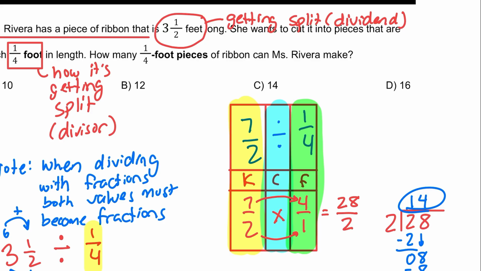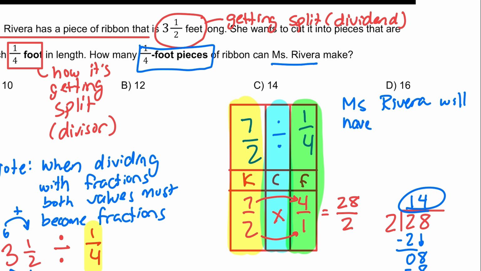Now, what does that mean? That means that Miss Rivera is going to have 14 1/4 foot pieces of ribbon. So I'm going to write that in a complete sentence. Miss Rivera will have 14 1/4 foot pieces of ribbon.